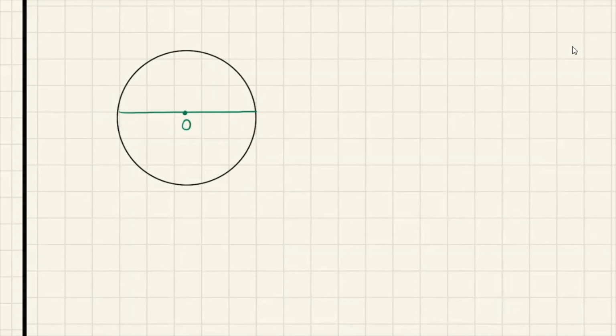So if the diameter is meeting the circumference at any point in the circumference, it's going to make a 90 degree. Wherever it meets, it's going to make a 90 degree. Whether it meets here, whether it meets here, anywhere on the circumference, it's going to make a 90 degree. I find this really easy. Now let's move on to some questions.